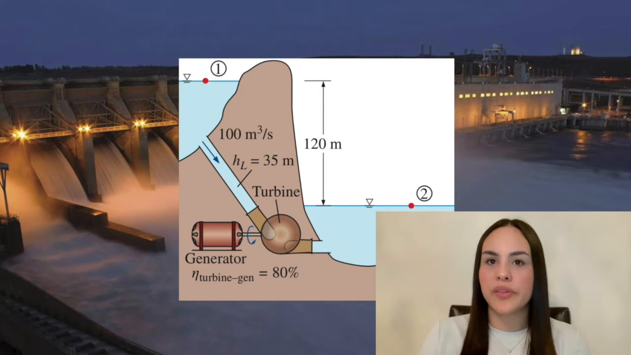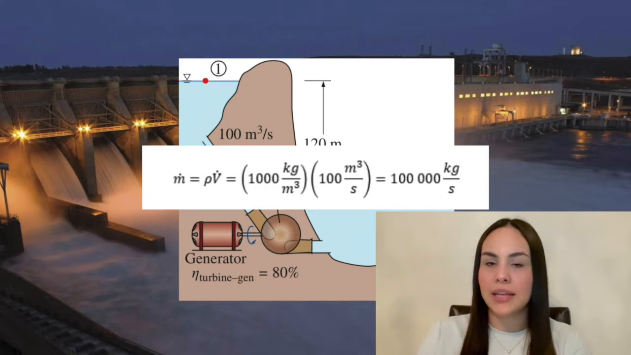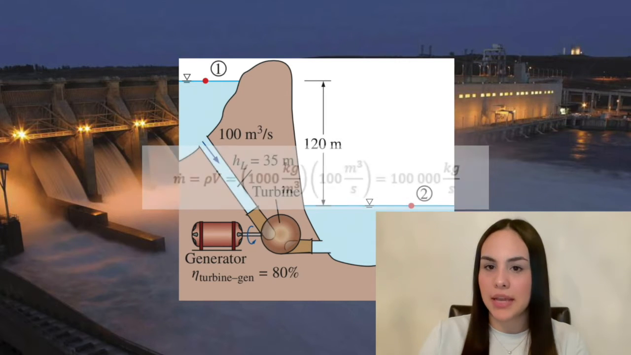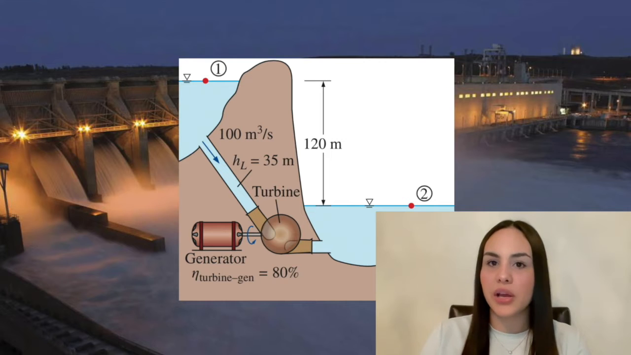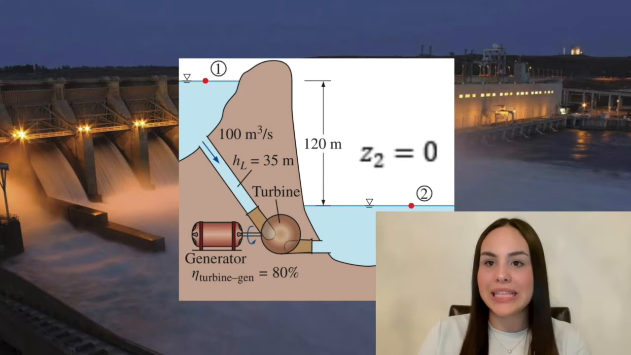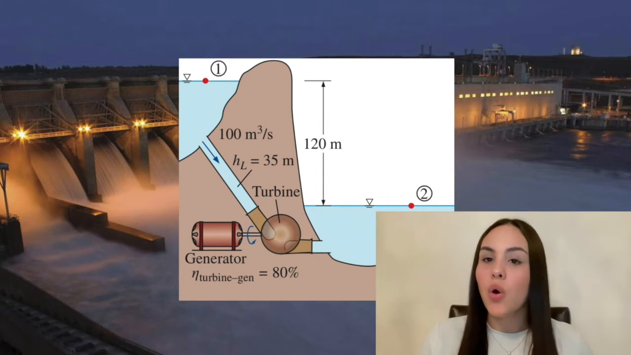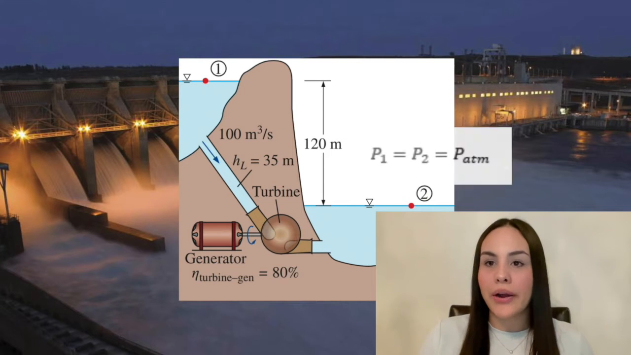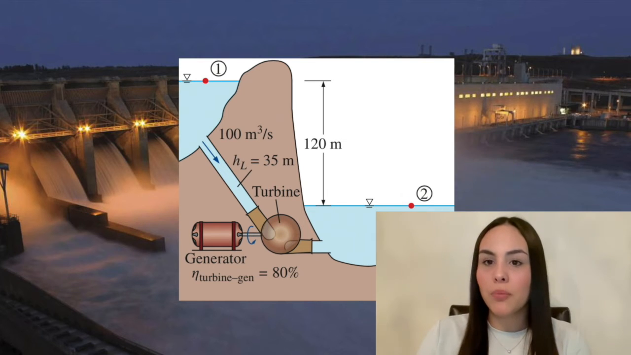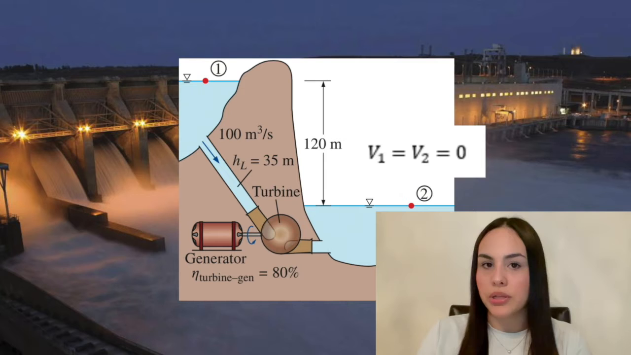To begin with the resolution of the problem, first, the mass flow of the water that passes through the turbine has to be calculated, and it is the product of the density and the volumetric flow. The mass flow has a value of 100,000 kilograms per second. Subsequently, the energy equation is modified because point 2 is taken as a reference level, that is Z2, and it is equal to 0. On the other hand, points 1 and 2 are open to the atmosphere, so pressures 1 and 2 are atmospheric pressure, and the flow velocity is negligible at both points. Therefore, V1 and V2 are equal to 0.